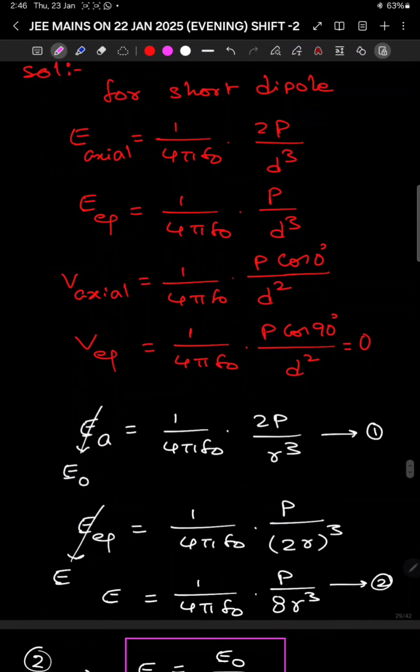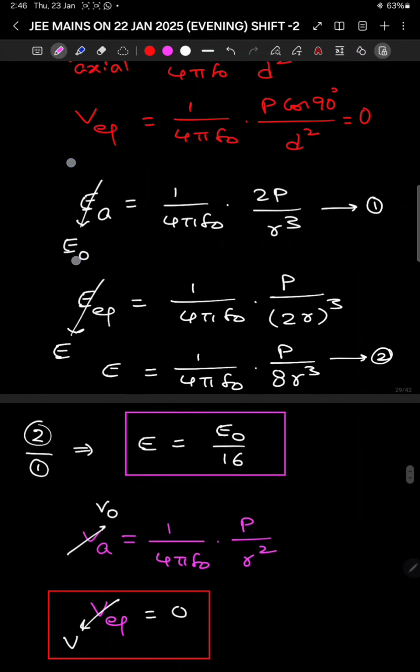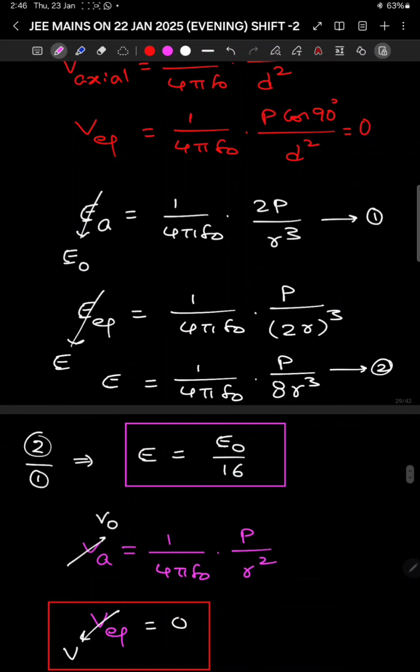To solve this question we should know the electric field on the axial line of a short dipole formula, the equatorial line formula, potential on the axial line, potential on the equatorial line. On the equatorial line potential will be 0. On the axial line electric field is given as E0. On the equatorial line electric field is E, we have to find this one. But here distance 2r is given. Simplify, and divide 1 and 2 so that you will get the relation between E and E0. Potential on the equatorial line is 0.